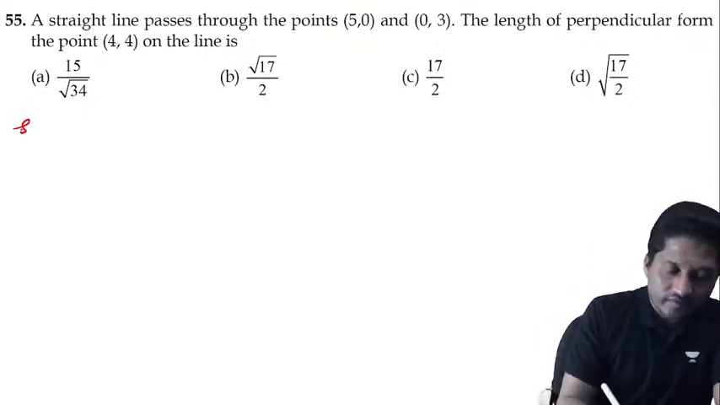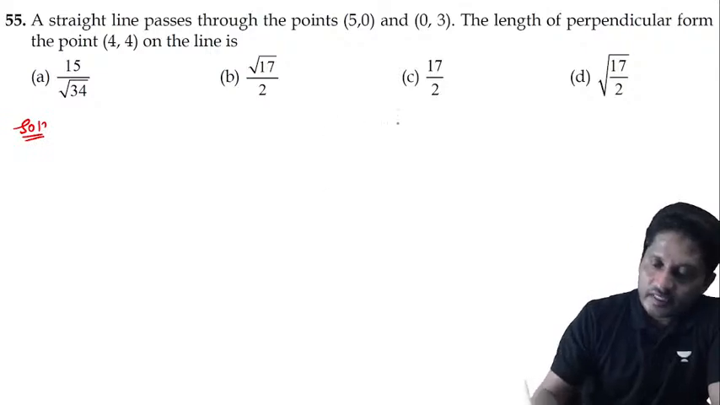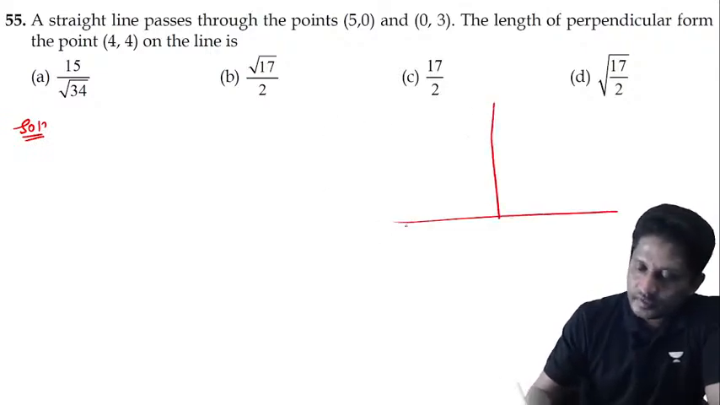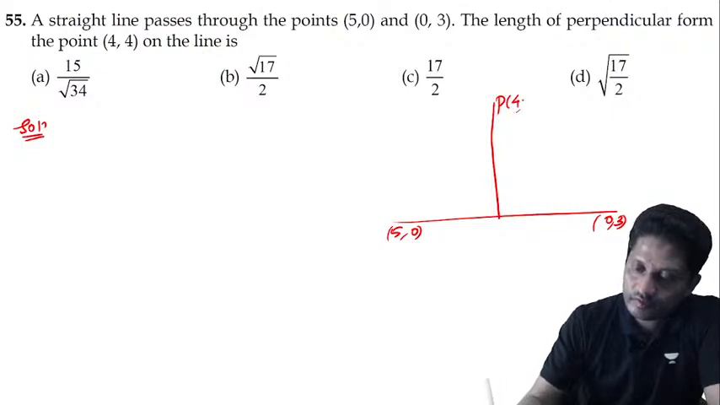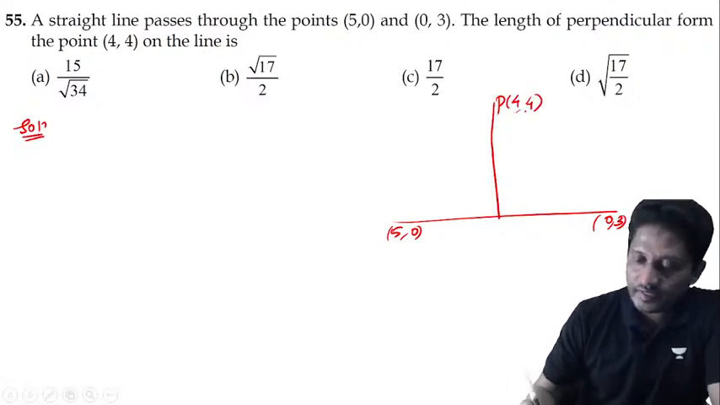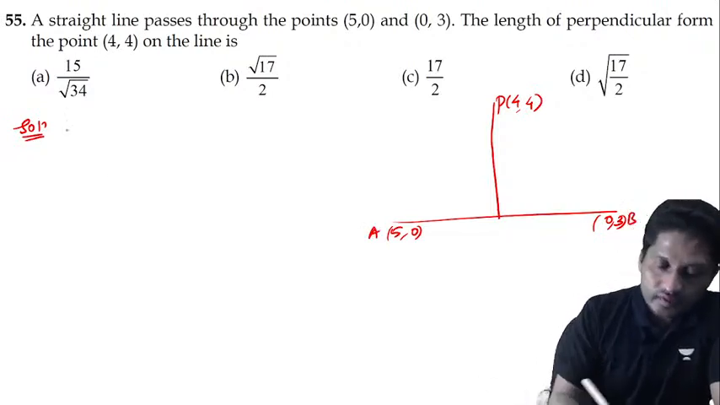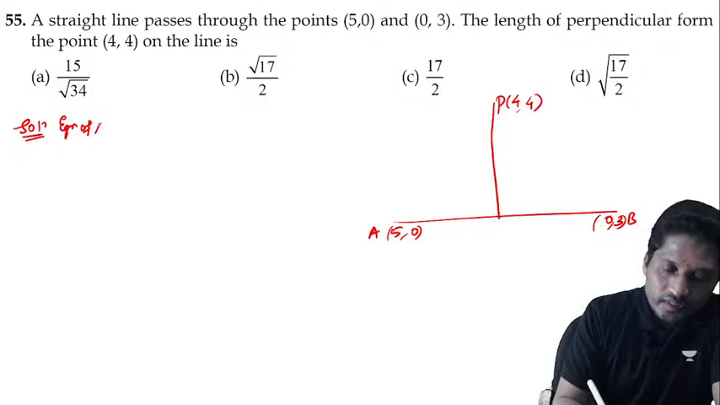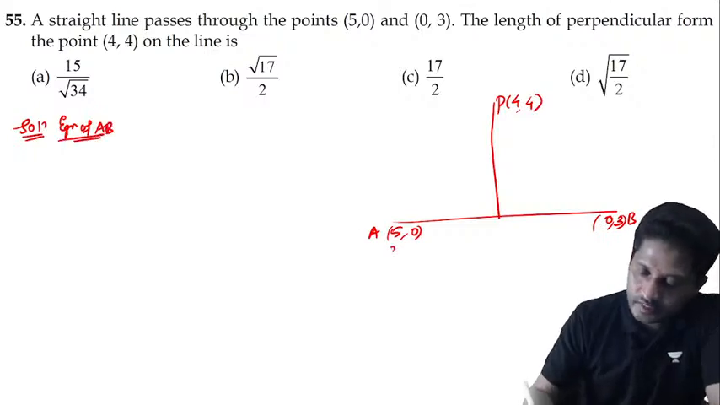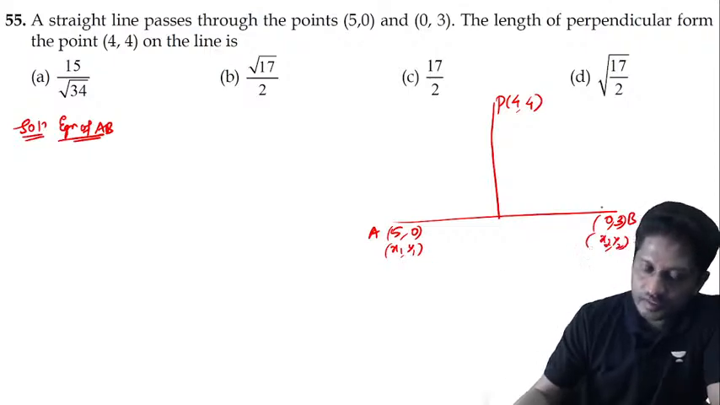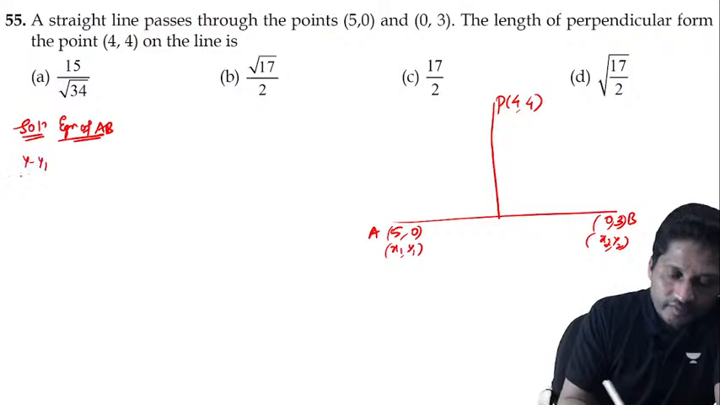So first I'll find out the equation of the line. A straight line passing through the point 5, 0 and 0, 3. Length of the perpendicular drawn from the point 4, 4 on this line. So first I'll find out the equation of this line. Equation of AB. If I use the two-point form, this is x1, y1, this is x2, y2. Equation of the line is (y minus y1) by (x minus x1) is equal to (y2 minus y1) upon (x2 minus x1).